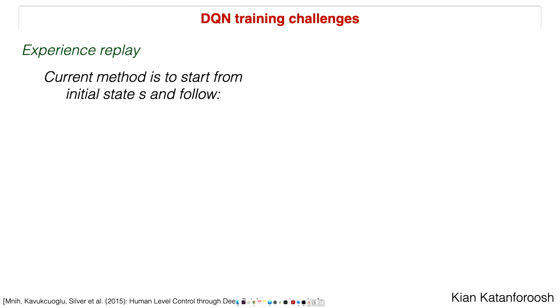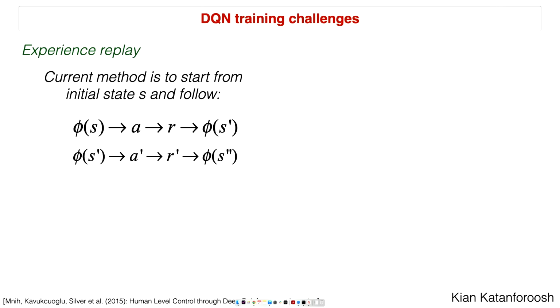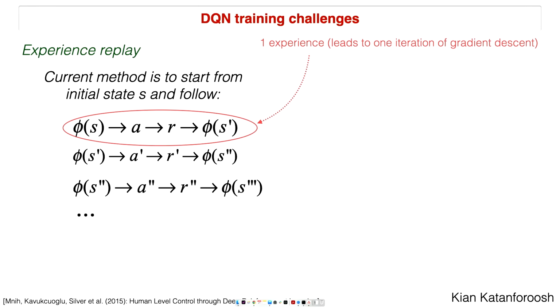So here's what it looks like. The current way we were training was: we're in a state, I'm just going to say state instead of preprocessed state, but it's preprocessed. We're in a state S, we perform action A, we get a reward R, and we get into the next state. From that next state, we perform another action A prime, we get a reward R prime, and we get into S second. And so on, and so on. Each of these would be called one experience. It's one iteration of gradient descent. It's one experience.